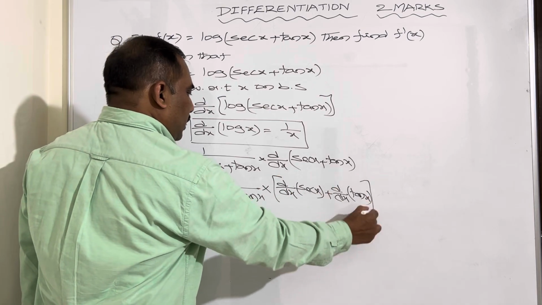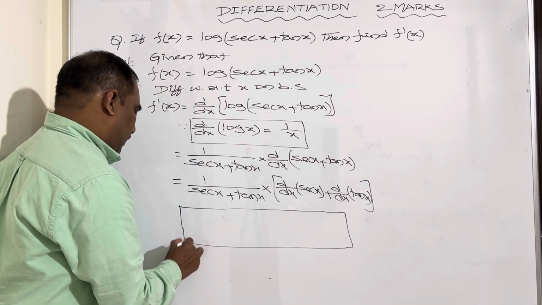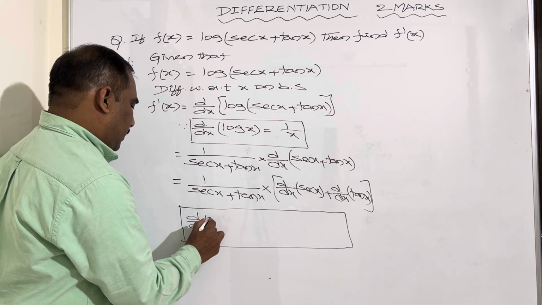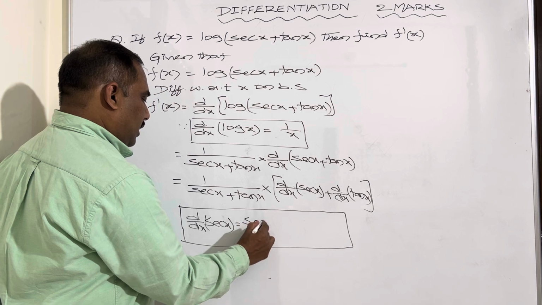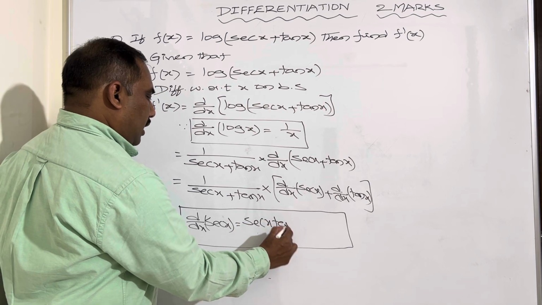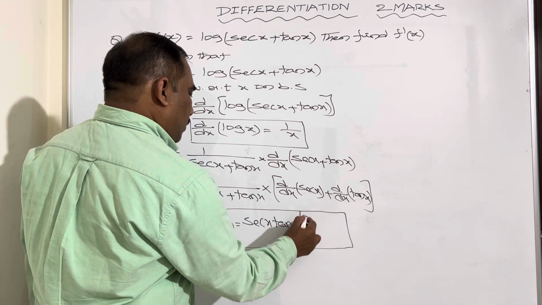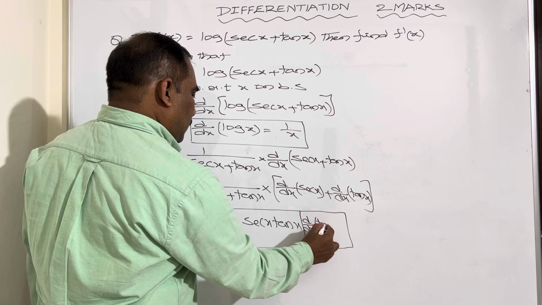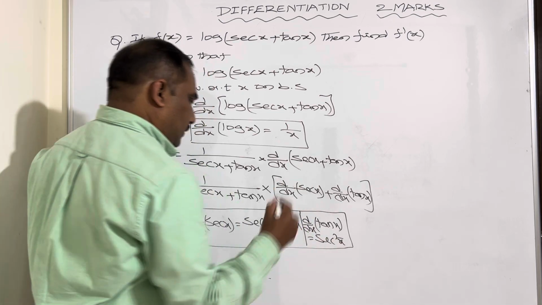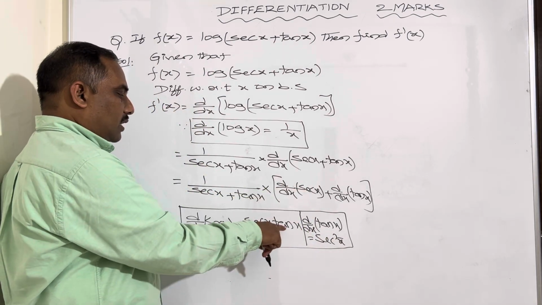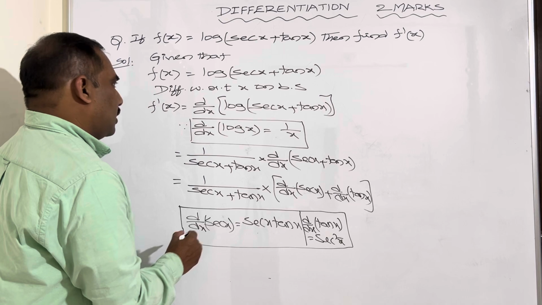Now we know the formula for the derivative of secant x. d by dx of secant x is equal to secant x into tan x, and the derivative of tan x is secant square x. So that's why we can replace here.